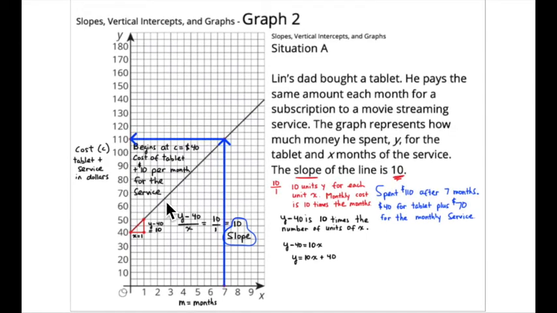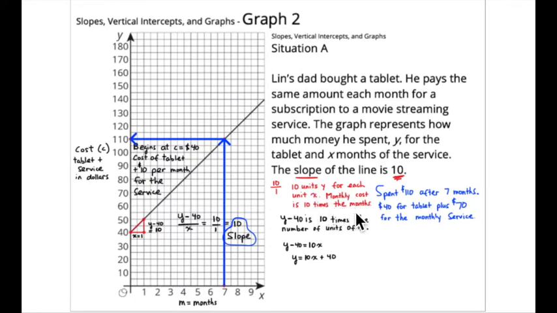Okay, one example. After 7 weeks, once again, each month he spends $10. After 7 weeks, that's going to be $70. So how do you get up to 110? Well, you have to add the $40 of the tablet to start with. So right here, from here to here, that's the $70. But then you have to add this $40 to get up to 110.